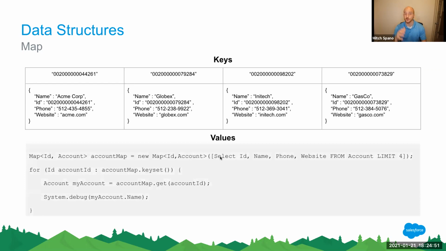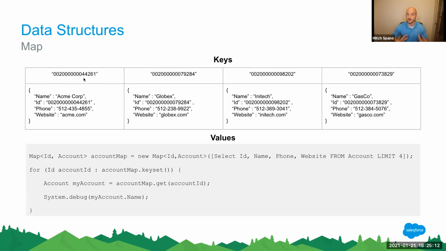I'm going to create a map of an ID to an account record based on what is returned from this query. And then I can say, get me the definition of this account ID. And that will return to you the value that's associated to that key in the map.